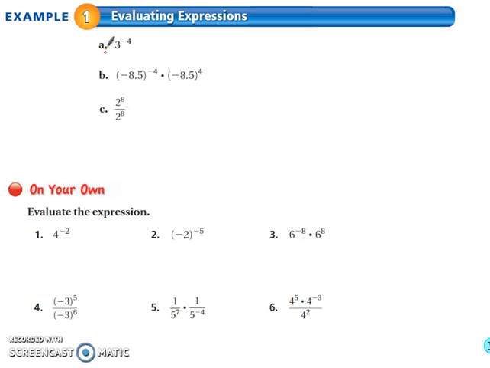So here are some examples. I'm going to leave everything in terms of a power. In a, 3 to the negative 4th power. I'm going to drop that 3 to the opposite side of the fraction bar, making my exponent positive, and on top I just have a 1 remaining.